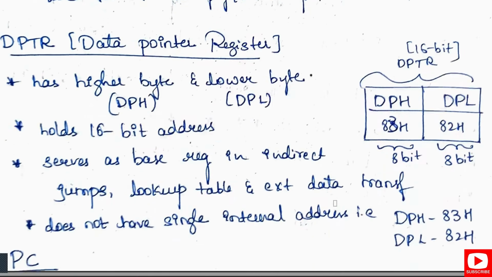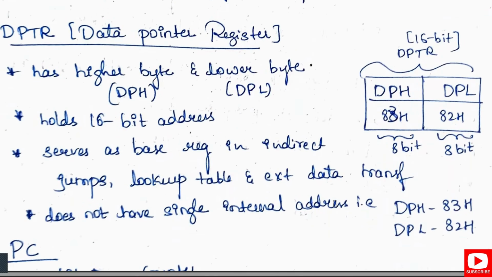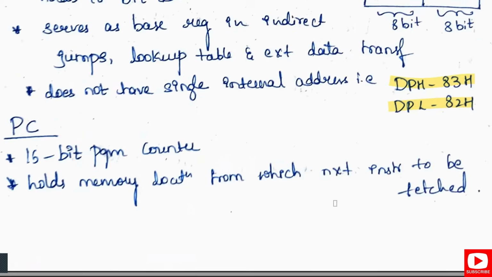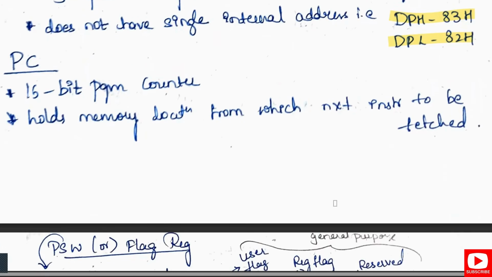Then comes DPTR, which has a higher byte and a lower byte, DPH and DPL. It holds a 16-bit address and serves as a base register for indirect jumps, lookup tables, and external data transfer. It does not have a single internal address; DPH is at 83H and DPL is at 82H. Both of them combine to make a 16-bit DPTR, 8-bit plus 8-bit. PC, the program counter, is 16-bit and holds the memory location from which the next instruction has to be fetched.